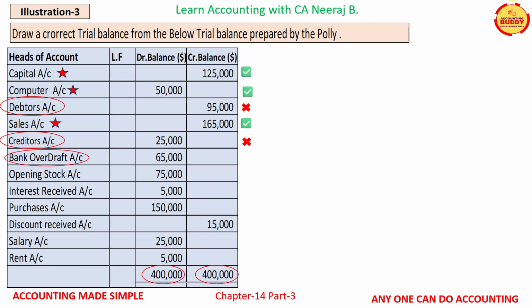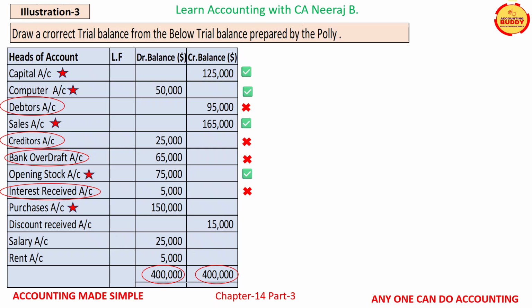Bank overdraft is an amount payable by the business to the bank. It is a liability of the business and it should be placed in the credit column. Therefore, in this illustration, it is wrongly placed in the debit column. Opening stock being an asset of the business is correctly placed in the debit column. Interest received is a business income and therefore $5,000 should appear in the credit column. However, in this illustration, it is wrongly placed in the debit column.